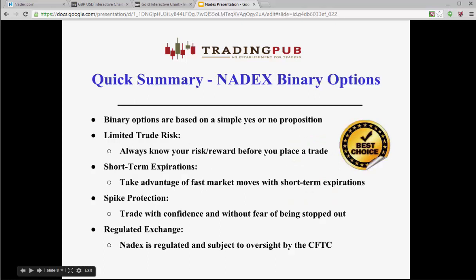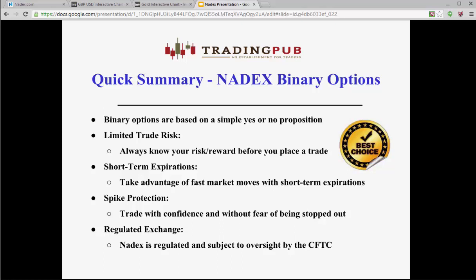Quick summary. Binaries are just based on a simple yes or no proposition. The market is going to go up or down relative to a strike price. You have a limited trade risk. You always know what your risk and your reward is before you place your trade. You have short-term expirations. You can trade multiple times within the day on the markets you like to trade, or you can choose a weekly expiration if that's more your style.